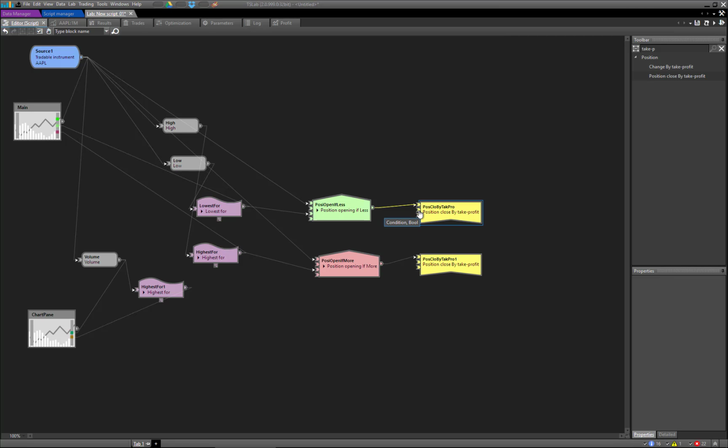The second entry is condition. We can omit it. The third one is the price. This entry should always be used. If I open a position by minimum, I want to close it by maximum, and vice versa.